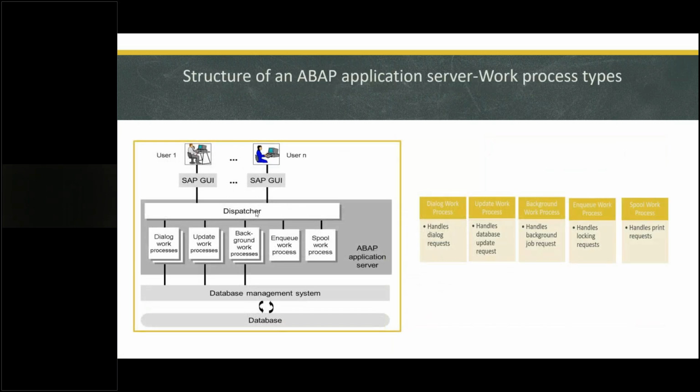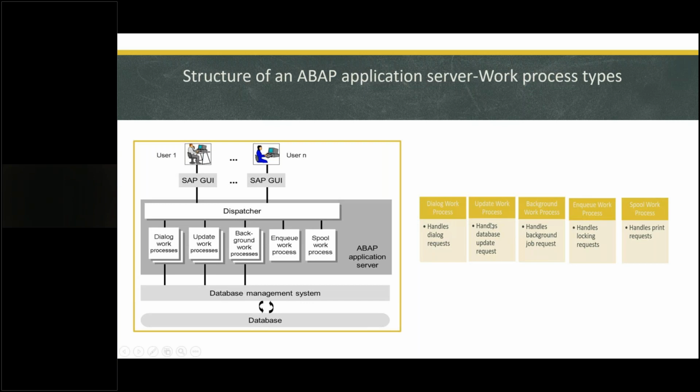Okay, now if you see here the structure of the application server and the work process types, we discussed the work process, where all our code will be executed. There are different types of work process: dialog work process, update work process, background work process, enqueue work process, and spool work process. Whatever dialog things, like each screen, for example ME23N you are displaying, when you open that transaction you are working with one dialog process. That means the entire execution of that application will be in a dialog work process.